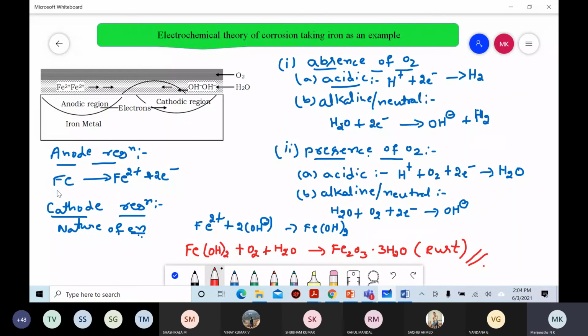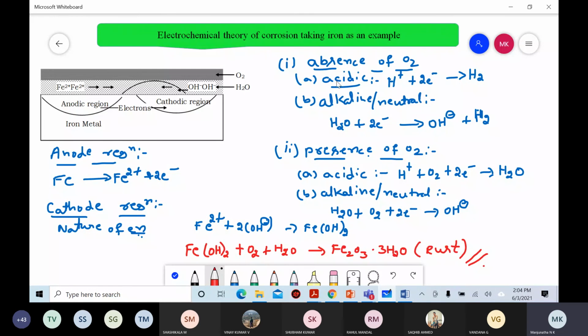Second, you need to write down the cathode reaction, which mainly depends on the nature of the environment. In the environment, there are two cases: one is the absence of oxygen, and the other is the presence of oxygen. Here, absence of oxygen means there is no oxygen, only moisture is present. If only moisture is present, then there are two cases: the moisture is either in acidic medium or in alkaline or neutral medium.